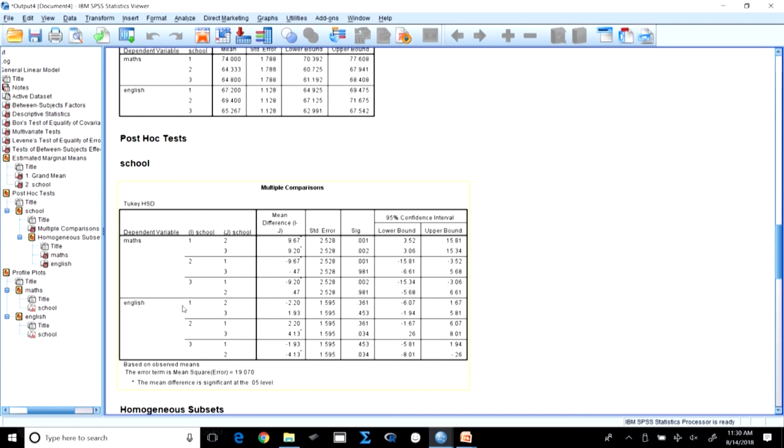The same applies to English. In this case, for school 1 and 2, school 2 has higher marks in English than school 1, and if you compare 1 and 3, yes, 1 is higher than 3. So, 2 is the highest, then I think 1, then 3. So, this is all that you can find out in the case of MANOVA.